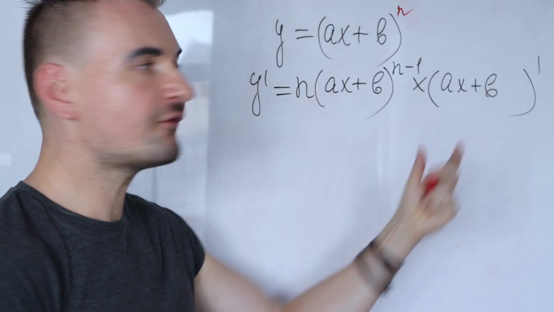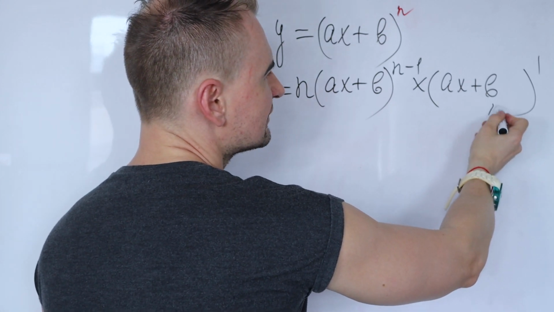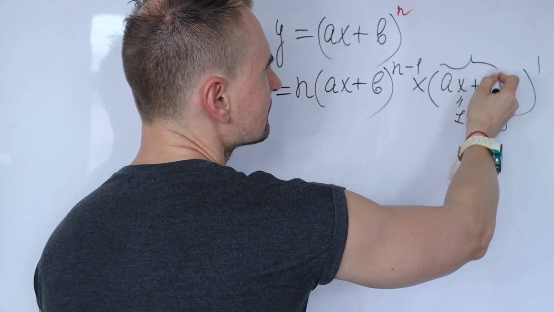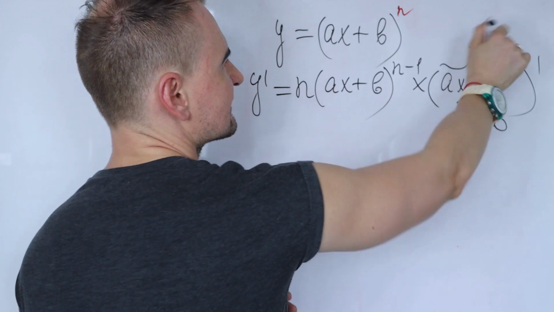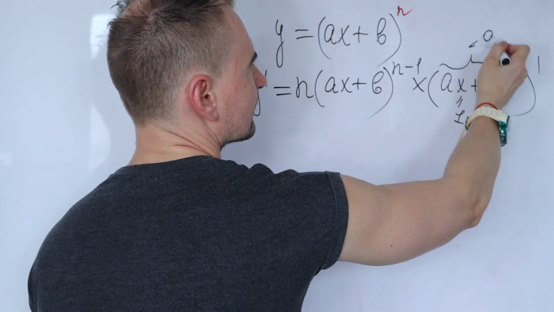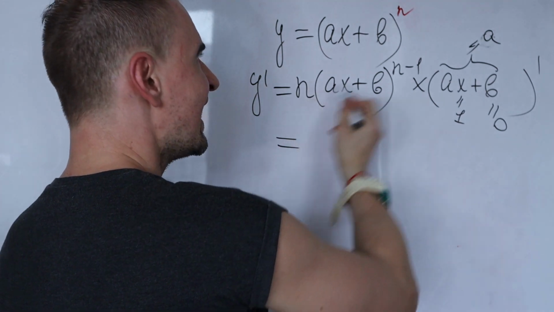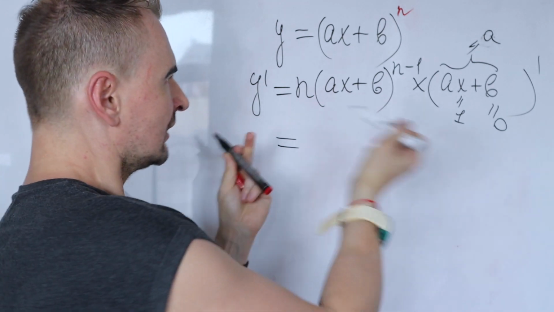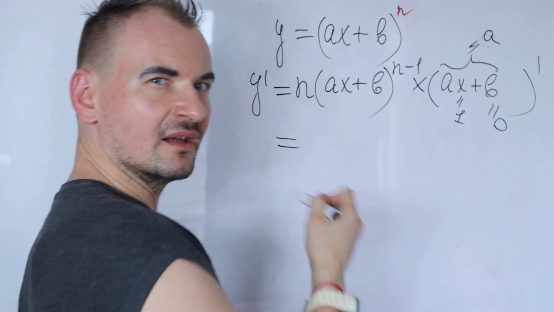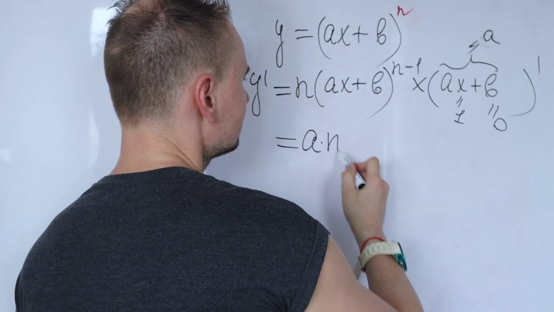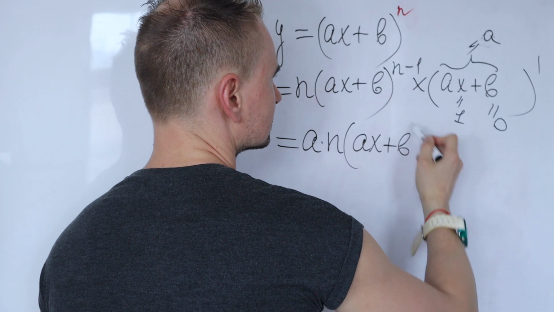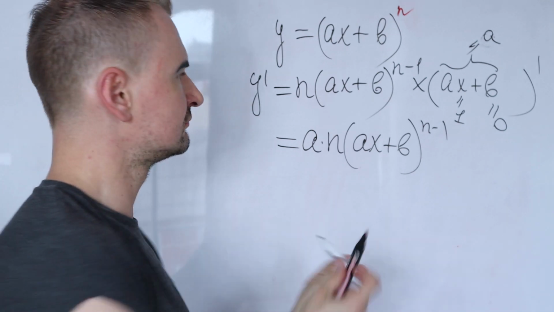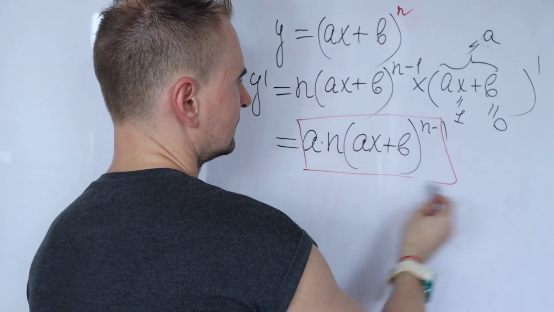This is a linear function. So the derivative of b is just 0, it goes away. The derivative of x is just 1. So instead of the second term, you would have just a. It becomes n and a, you can combine them, multiply them together, a times n. So this one is the derivative for that function.